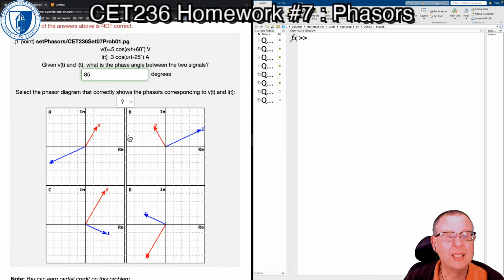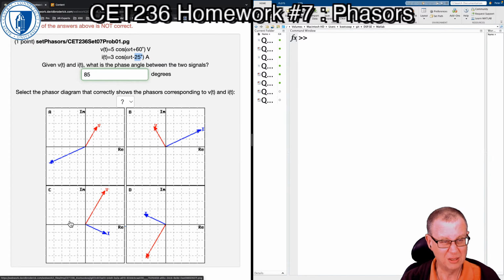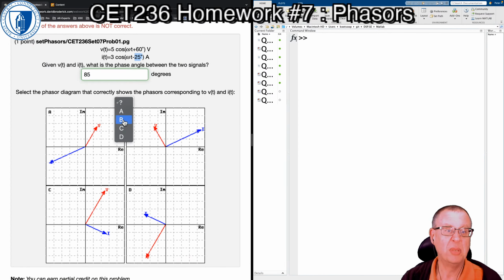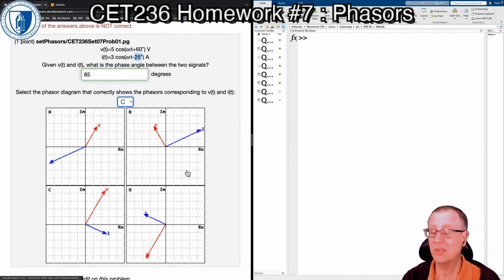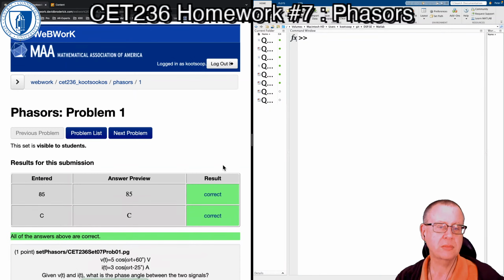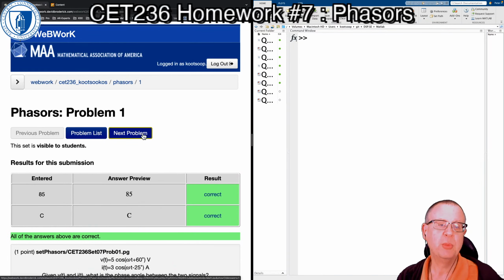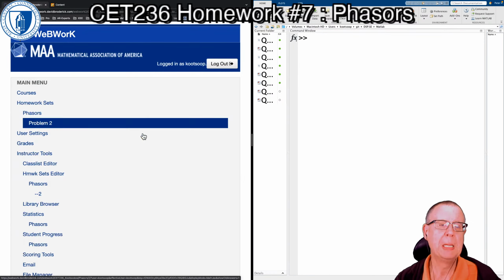So we want a 60 degree angle, that looks pretty close to a 60 degree angle, and then a minus 25, that looks much bigger than a minus 25. That's not a 60 degree angle, that's not a positive 60 degree angle. So it looks to me, for my example, that it's number C. So let's see if that works. Yeah, that looks good. And then we can go on to problem 2.